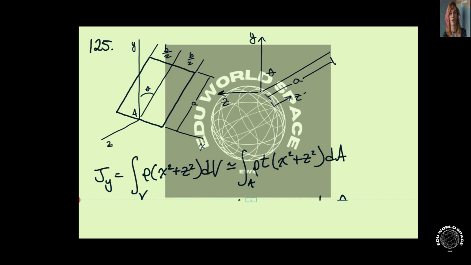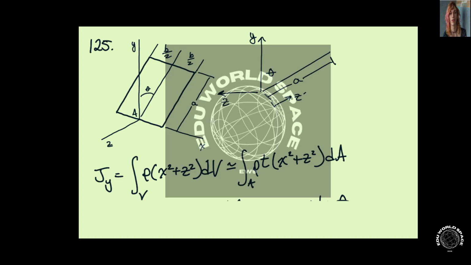What we need to do is, for the mass moment about the y-axis, integrate the density times x squared plus z squared over the whole volume of this plate. Now, this is kind of an approximation, and we can split a volume element here in terms of an area element times the thickness.